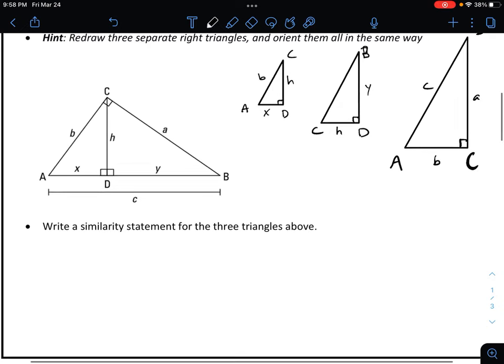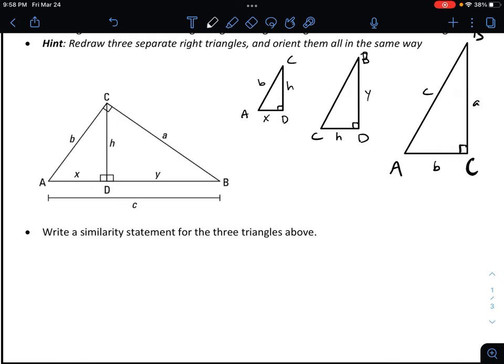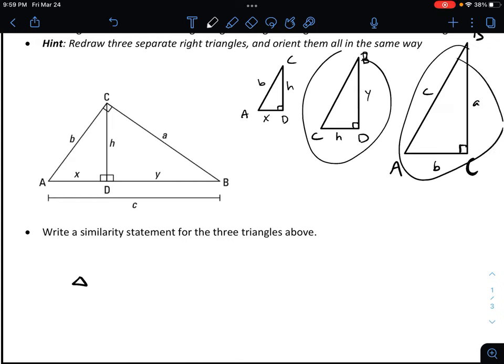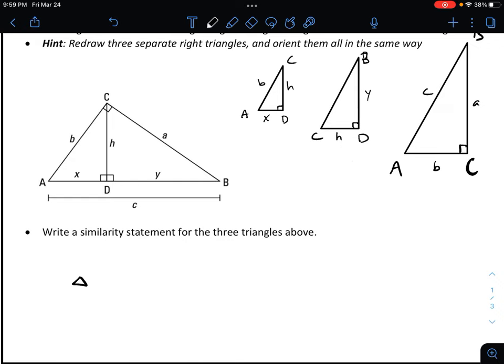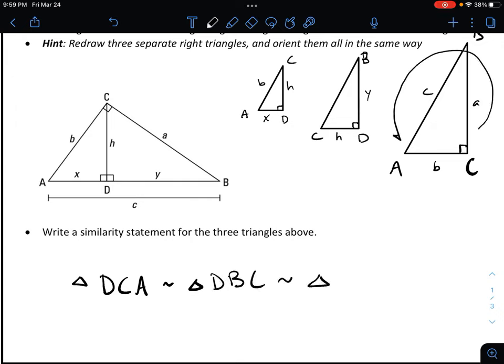But you're going to be asked to write a similarity statement for the three triangles above. So we're going to say that triangle, and again, you can pick whatever order for the first one, but once you pick an order, you got to stick with it for the remaining two. So our similarity statement is going to involve three triangles. I'm going to say triangle DCA. So D to C to A, that's going to match up with DBC, which is similar to triangle CBA.